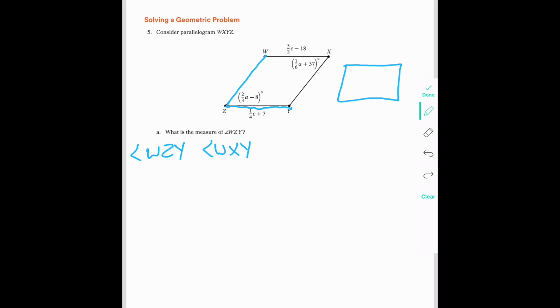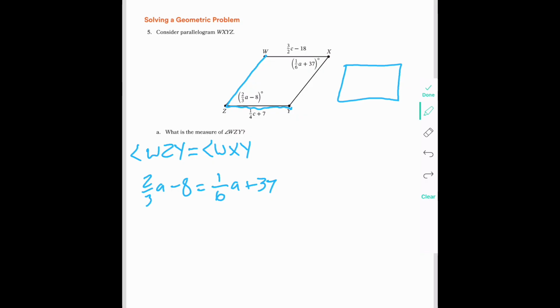Think about it. They're opposite of each other. If you're saying vertical angle relationship, you are correct, which means that these two expressions or these two angles should be equal to each other. So that is how we would solve or find out the measurement of angle WZY. All right, so let's put our equation together. That would be 2/3 A minus 8 is equal to 1/6 A plus 37.